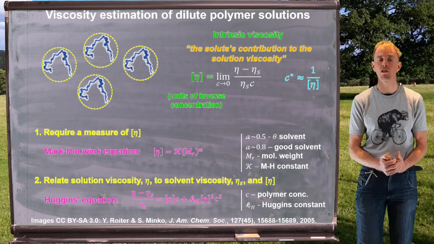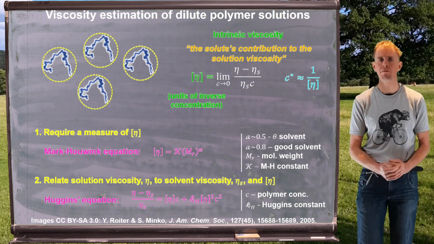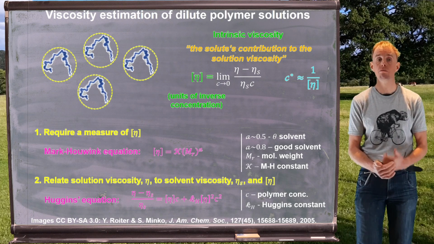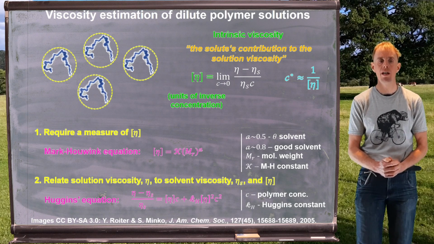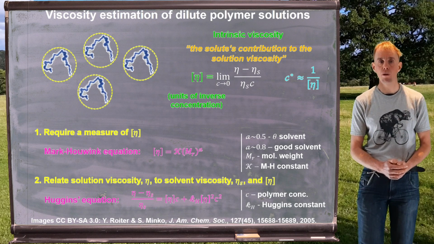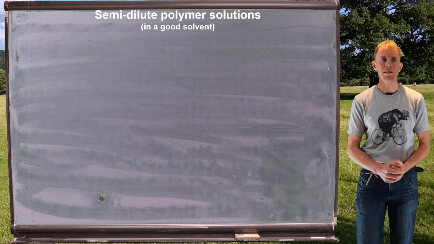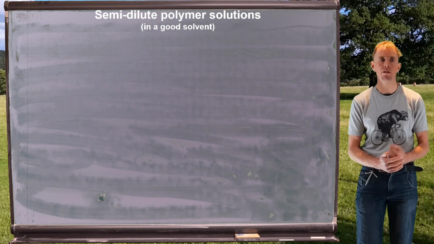but we can rearrange that such that we just get the solution viscosity eta. On the right-hand side, we can see that we need to know information about the intrinsic viscosity, which we can calculate from the Mark-Houwink equation. We need to know something about the polymer concentration, and we need to know a Huggins constant for the particular polymer solution that we're looking at. Okay, so that's dilute solutions.